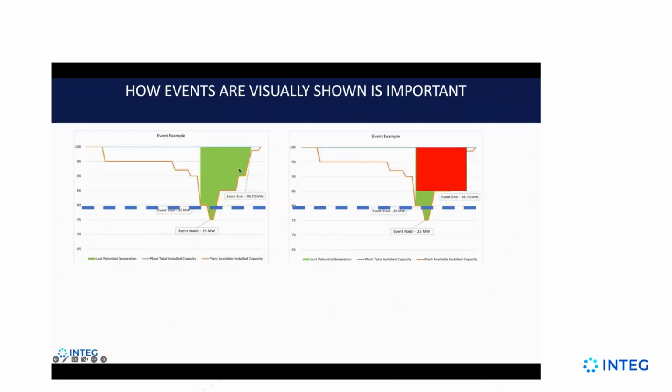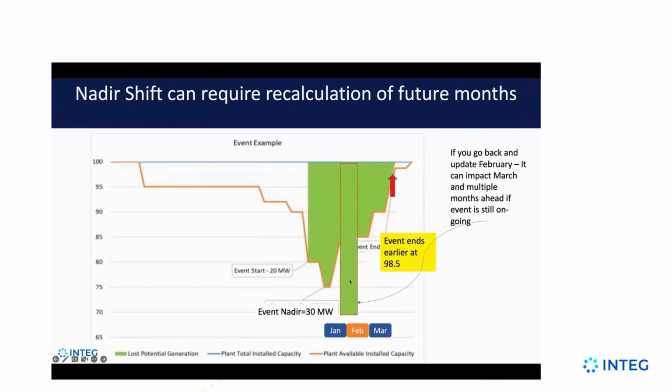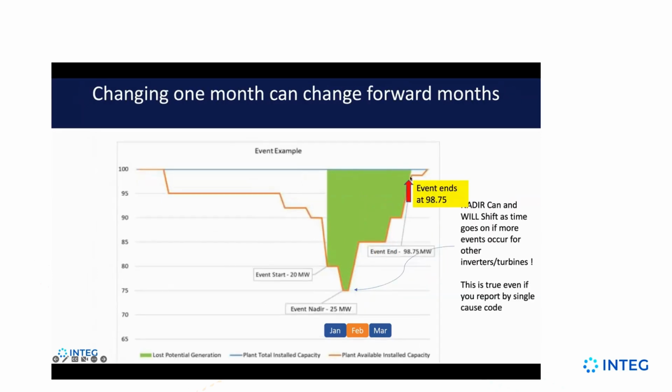The point I want to make is, if it looks like this and I ended here, it ends at 98.75, but then if I have a different low here, then it actually ended at 98.5, if I went from 20 to 30 instead. So as the event happens, if different events go lower, then it can actually change it. You have to be very careful. Now, if it didn't go lower, then you know the event is going to end at 98.75, and as soon as you get to that, you're good.